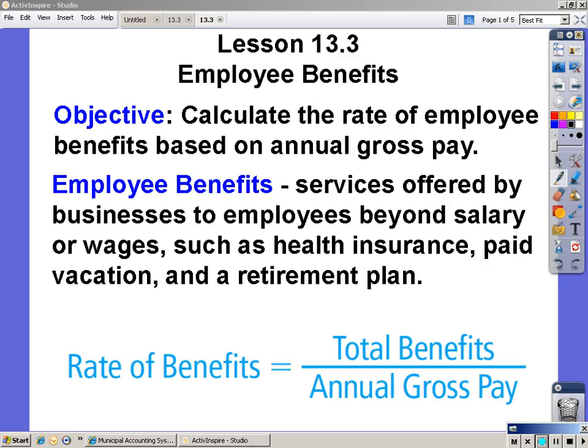Lesson 13.3, employee benefits. Your objective is to calculate the rate of employee benefits based on annual gross pay. Employee benefits are services offered by businesses to employees beyond salary or wages, such as health insurance, paid vacation, and a retirement plan. The formula for today is rate of benefits equals total benefits divided by your annual gross pay. Press pause, get this written down, and play to resume.